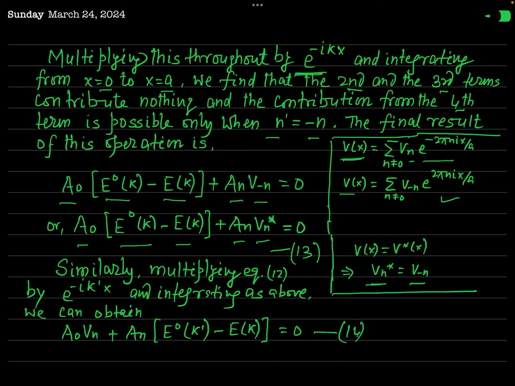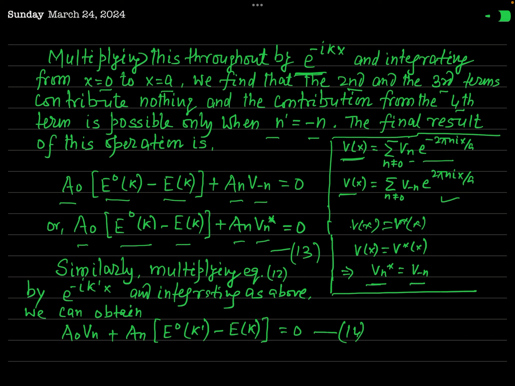But since V of x is real, not complex, this V of x and V star of x both will be equal because both are real, okay?